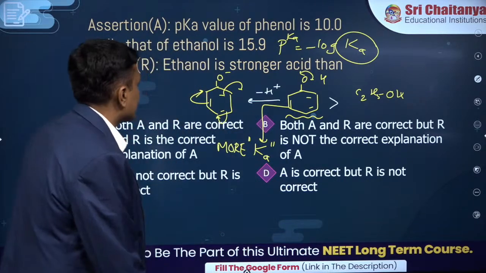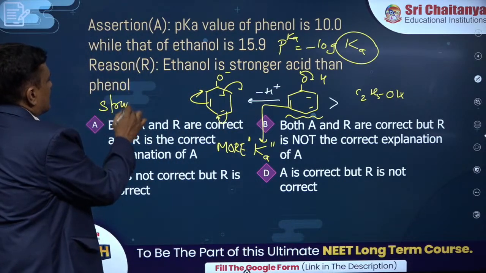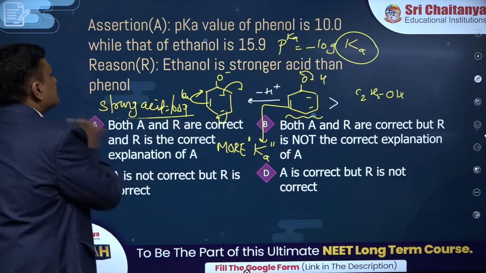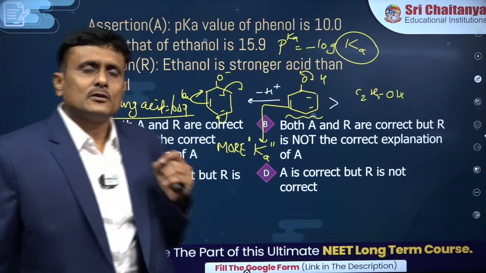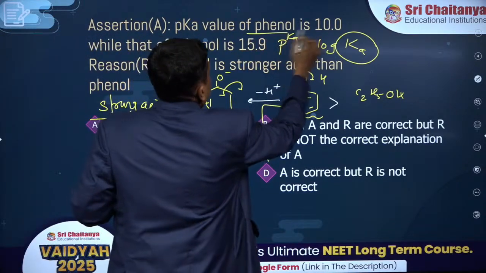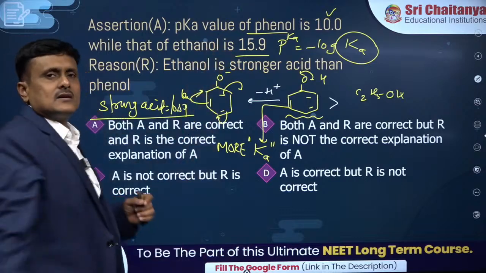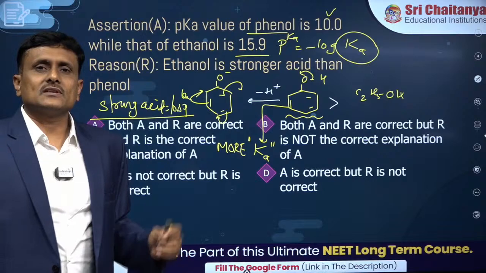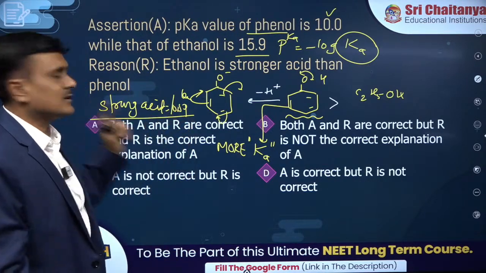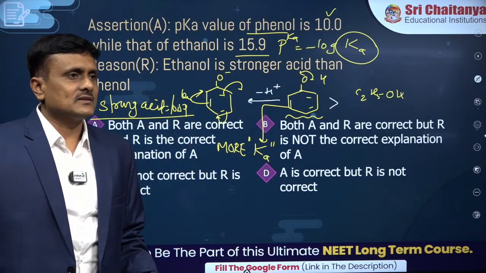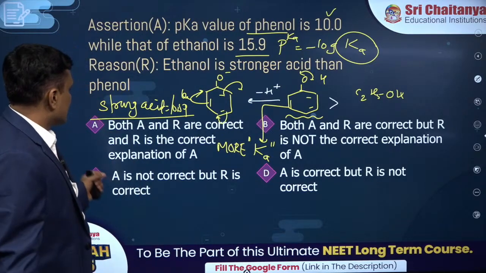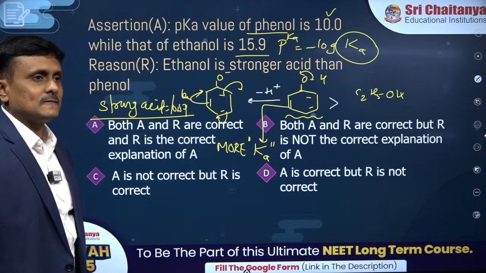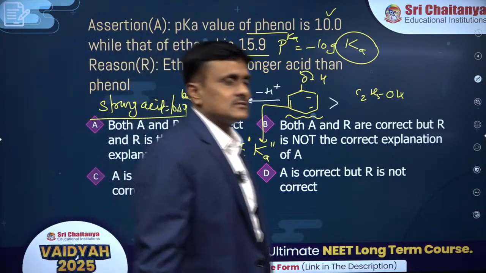That means a strong acid has less pKa, and that's what is mentioned there. Phenol is a strong acid, hence its pKa is lesser than ethyl alcohol. That seems to be correct. But in the reasoning, you can see ethanol is stronger than phenol. This is not acceptable, isn't it, Anish? So, assertion looks to be correct, reason is not correct. What happened to you, buddy? Yes.